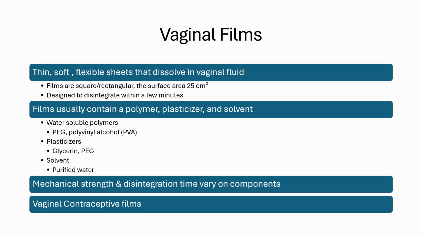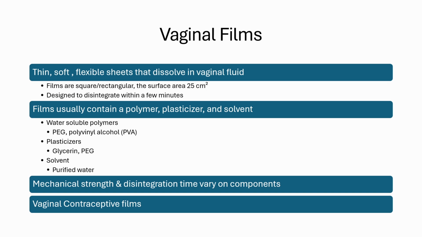Vaginal films are thin and soft flexible sheets that dissolve in the vaginal fluid. Films can be square or rectangular, and the surface area can measure 25 centimeters square. Films are designed to disintegrate within a few minutes. Vaginal films contain polymers, plasticizers, and solvents. Polyvinyl alcohol is an example of a water-soluble polymer used. Glycerin is a plasticizer, and purified water is an example of a solvent that is used in manufacturing of vaginal films. The film's strength and disintegration time varies based on its formulation.